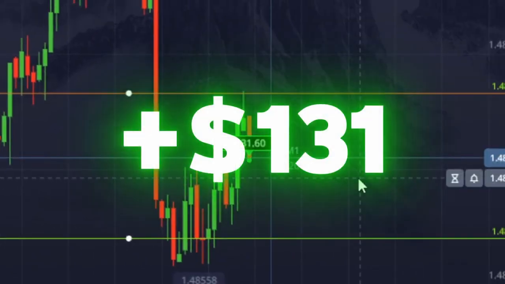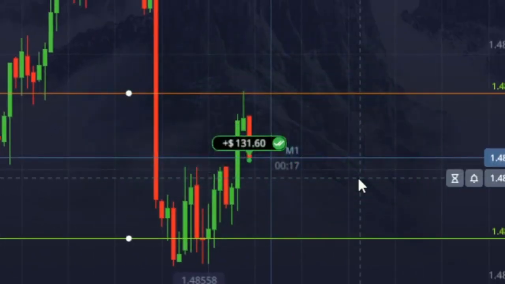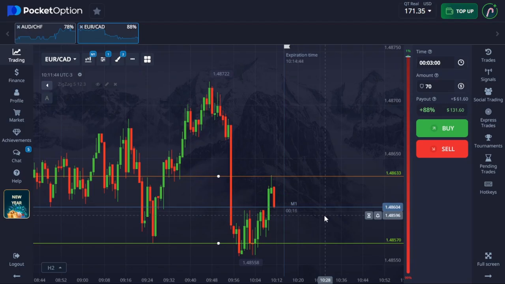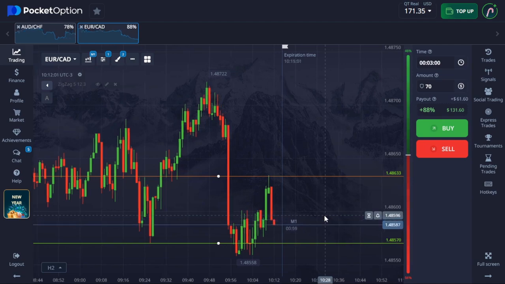Look at this on EUR/CAD. $131 positively affected the trade. My amount increased to $171, starting from $28, achieving a profit of about $140. This is price action in the volatile market. Sometimes it's better to wait for calm and then the trend, right?